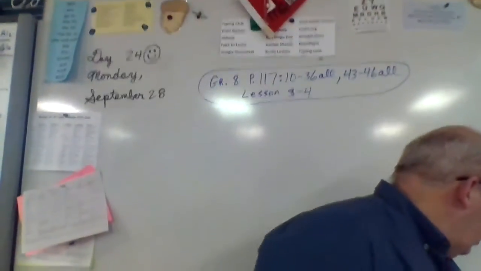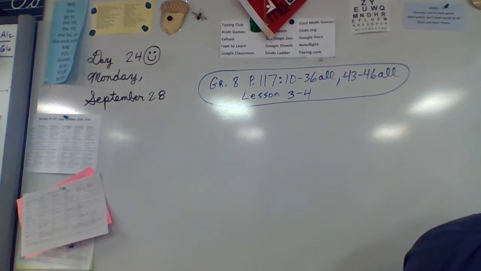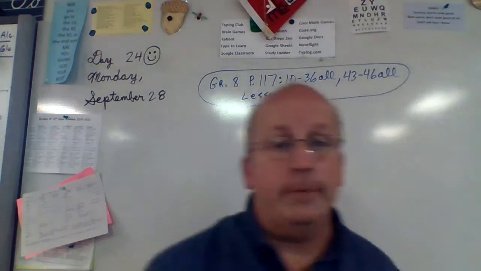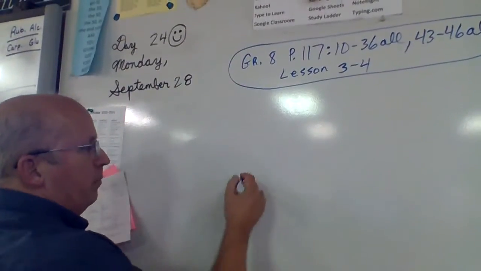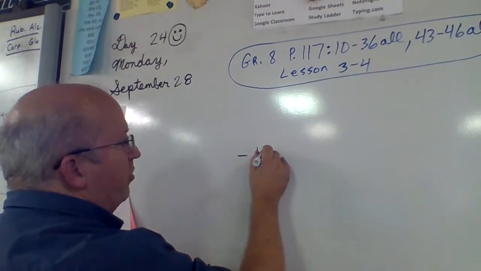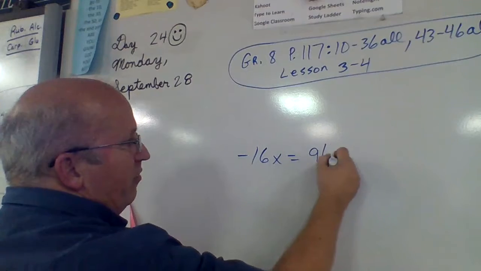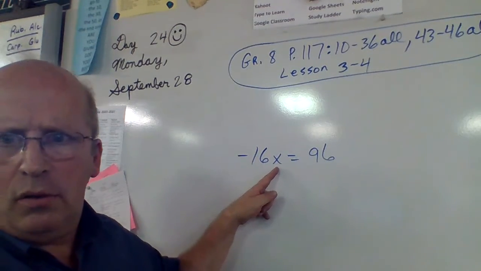They're mentioned on, let's see, what page number is that? Oh, top of 117 and bottom of 115. But basically, how does this all work? If I have a problem like the following, negative 16 times x equals a positive 96, and I want to figure out what x is, how do I solve for x?